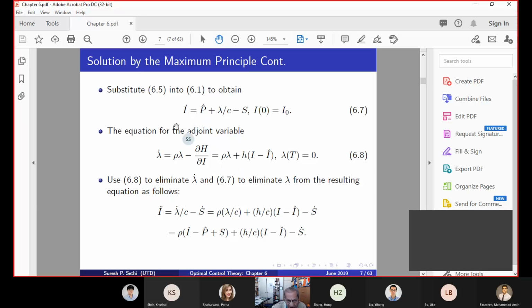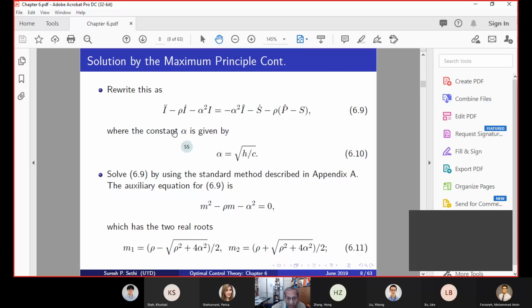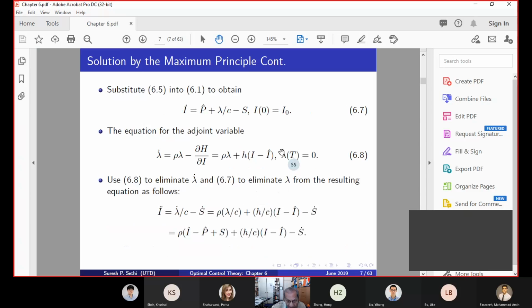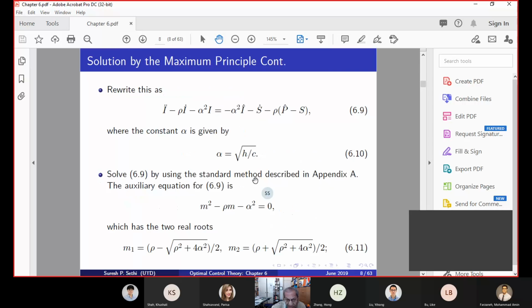So take I dot, lambda dot, take the derivative, take the derivative, substitute for lambda dot. I now have an equation, I double dot equal to rho I dot minus P dot dot. Notice this is a second order linear differential equation. And H divided by C, I can define that to be alpha. So by writing this, I can rewrite this equation this way.